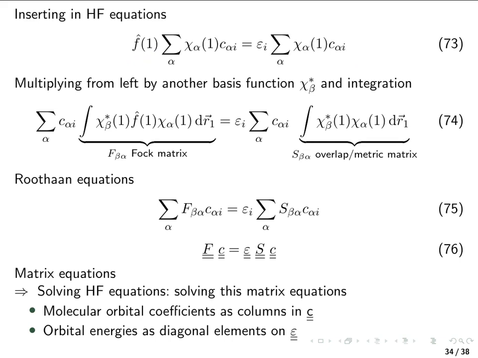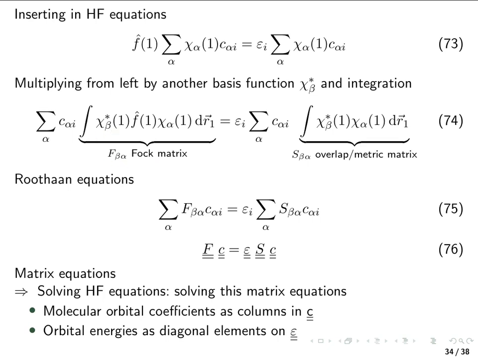But now when we multiply with another basis function and integrate afterwards, we convert the differential equation into an integral equation. Because what we have now is the sum over the expansion coefficients, and then we have a sum of different integrals. And those integrals actually are just again elements of the Fock matrix, but now the Fock matrix not in the basis of its eigenfunctions, but the Fock matrix expressed in the basis of these basis functions.